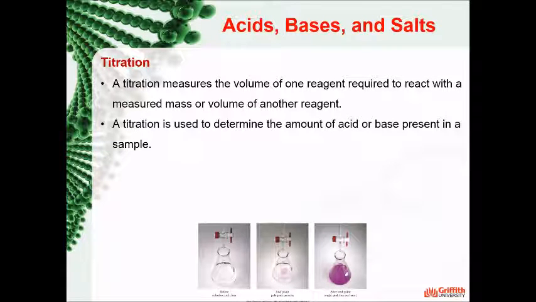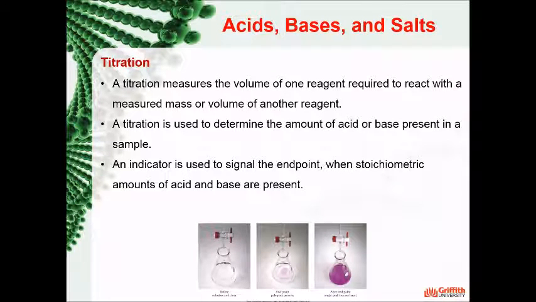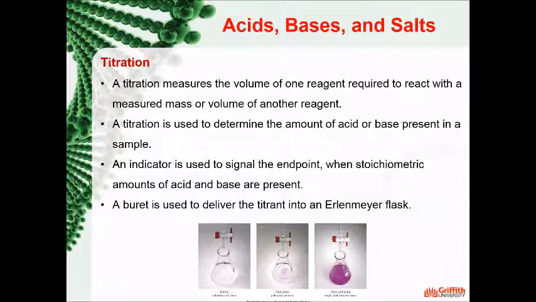An indicator is used to signal the endpoint when stoichiometric amounts of acid and base are present, or in other words, the indicator will give an idea of when we have equal concentrations of acid and base. A burette is used to deliver the titrant into an Erlenmeyer flask.